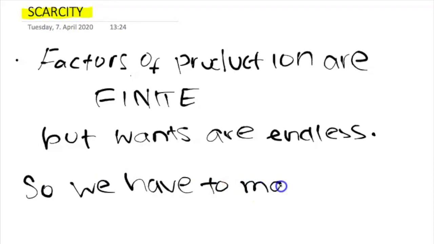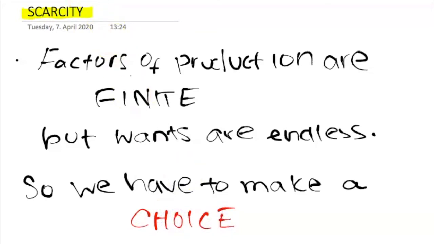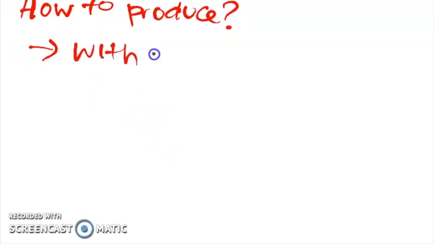And what this results in is the need to make a choice, a decision. So economists have to decide how to allocate their resources, how to use their factors of production even though they're finite, in order to meet as many wants as possible. So this problem of scarcity and the need to make a decision results in three basic economic questions.